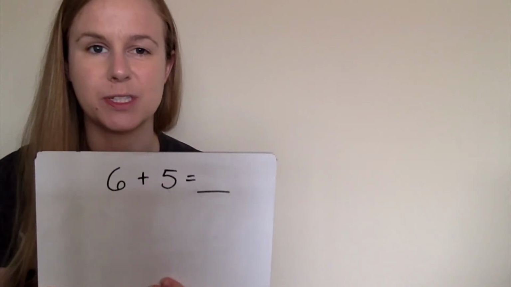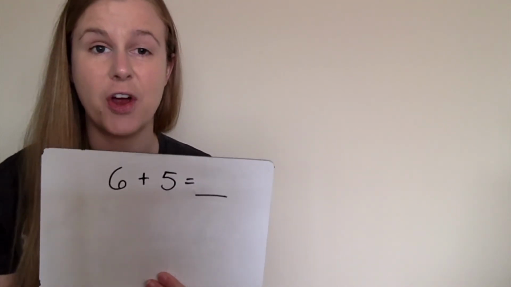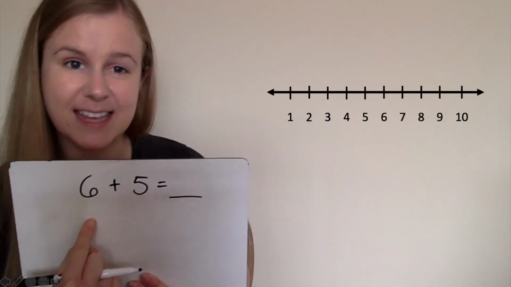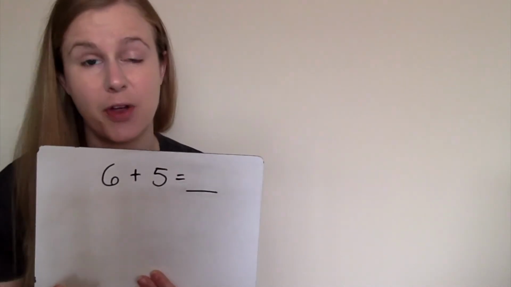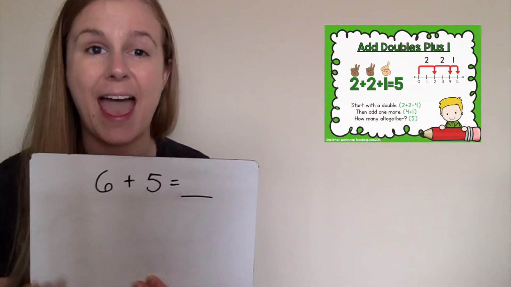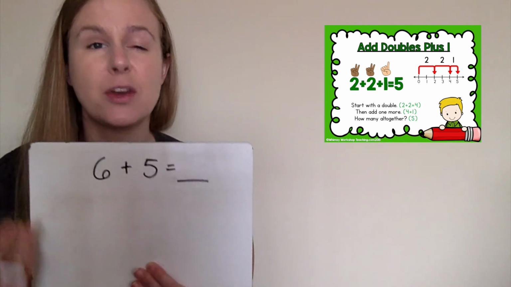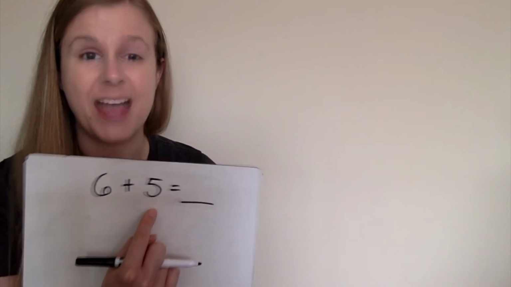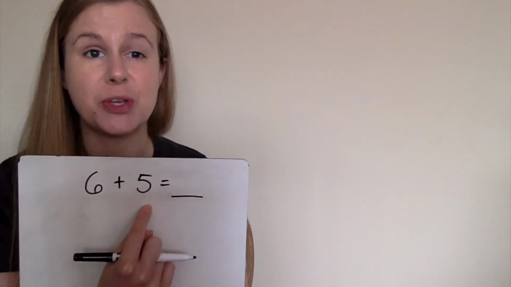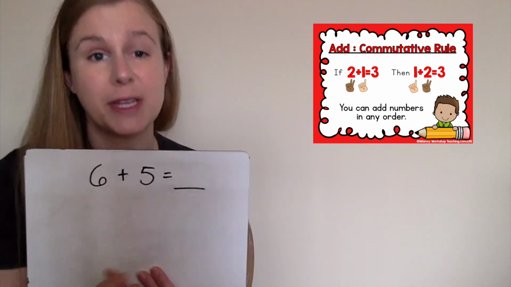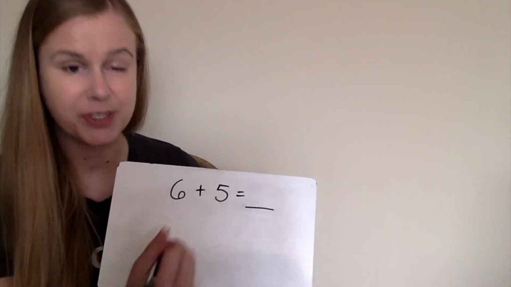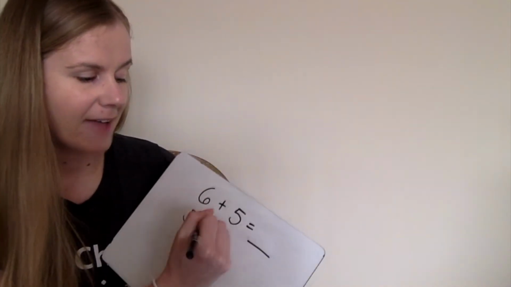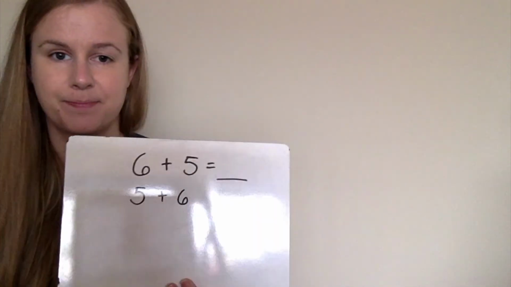6 plus 5 equals blank. I know that 6 and 5 are next to each other on the number line. 1, 2, 3, 4, 5, 6. When numbers are next to each other on the number line, we can use the strategy adding doubles plus 1. In order to start with that strategy, I have to start with the smaller number. That's 5. So first, I'm going to use the commutative rule to switch the parts. We can add numbers in any order. So instead of 6 plus 5, I'm going to write 5 plus 6.